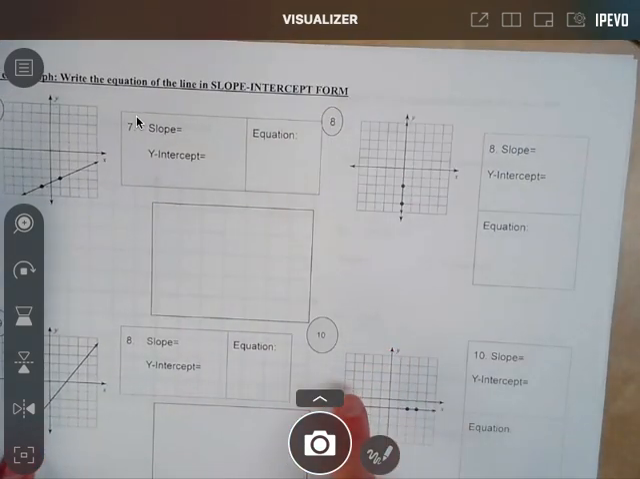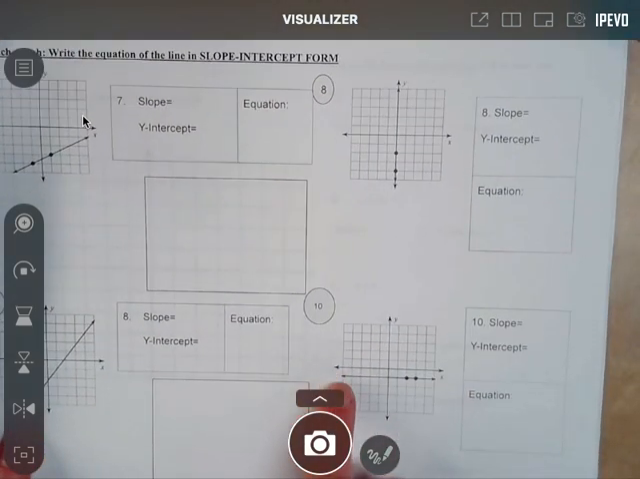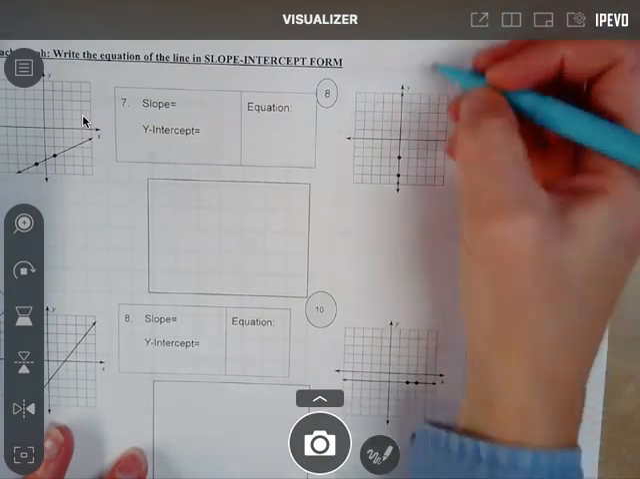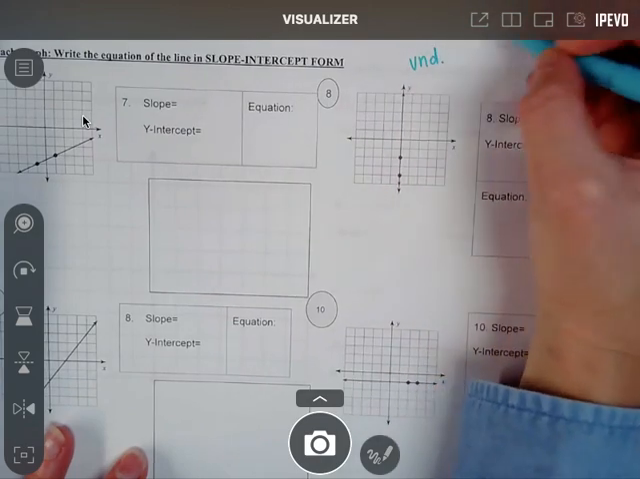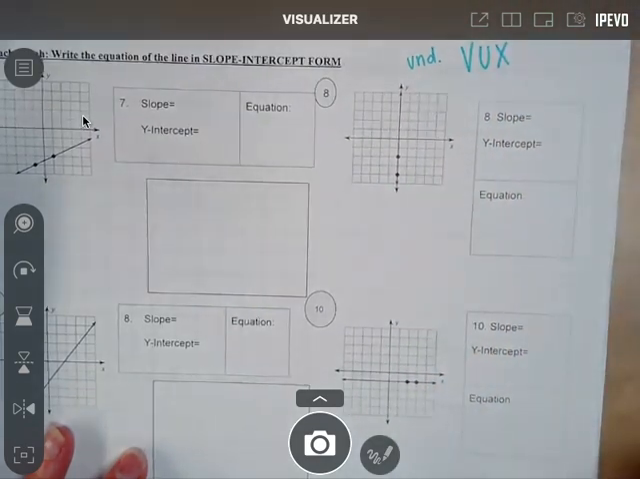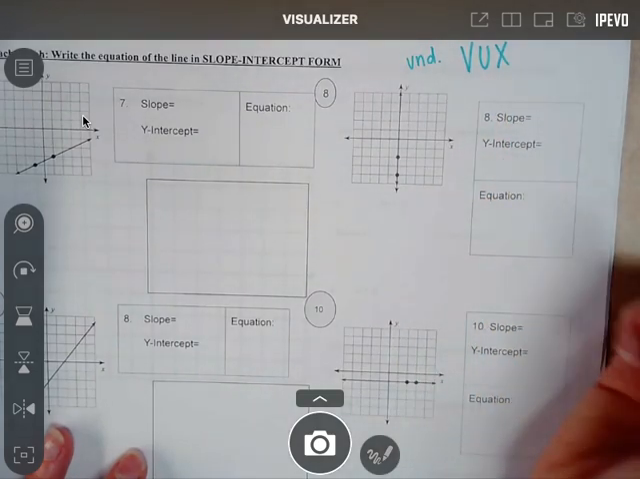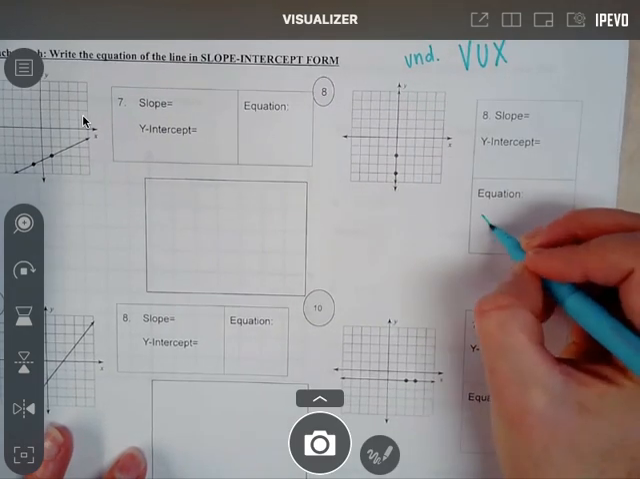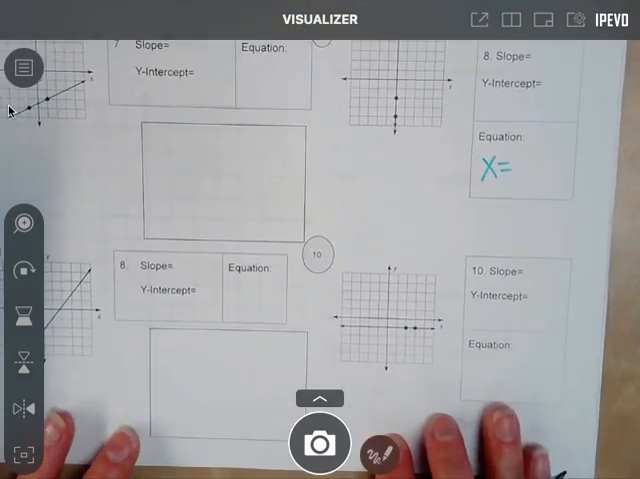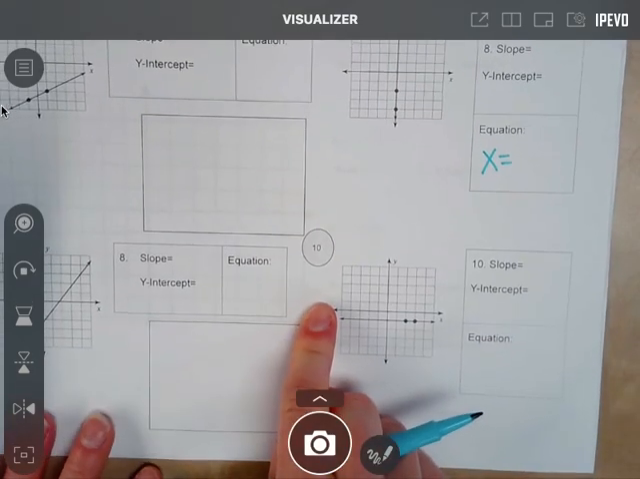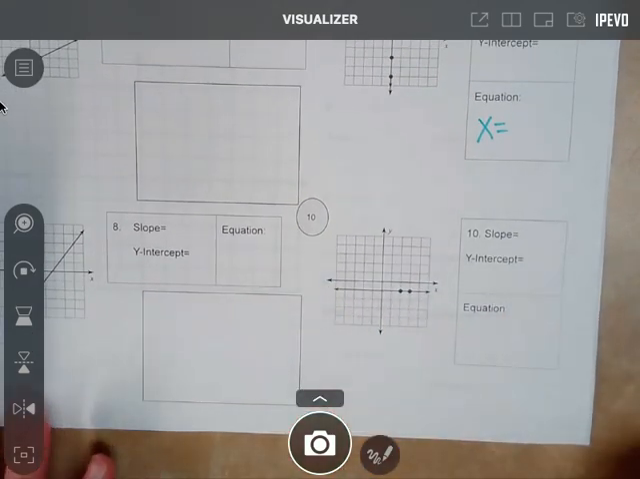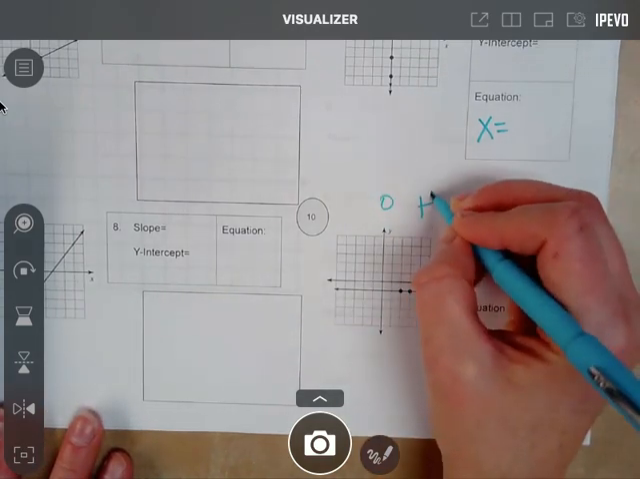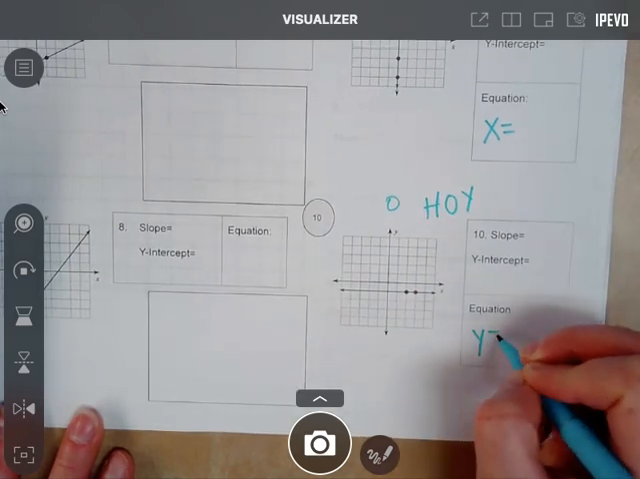And then 8 and 10 are special types of lines. What kind of line is this? It's a straight up and down line. Undefined. So we're going to use vux. Vertical line, undefined slope. Are we going to have a y? Well, it does have a y-intercept here. But our equation is going to be written as x equals some number. Okay, and then 10, what kind of line is this? The 0 line. So it's going to be hoy. So our equation is going to be written as y equals a number.